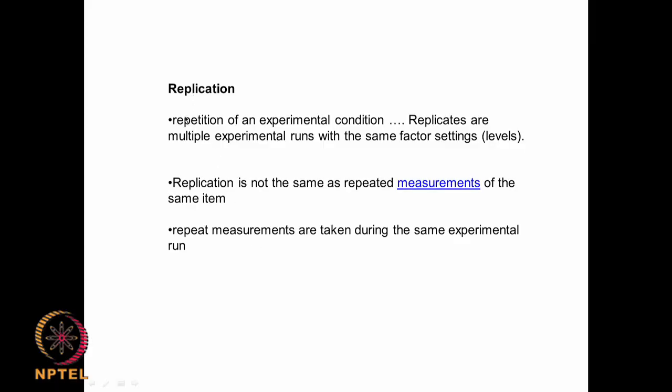So, whereas in replication you do from the beginning, keep all the parameters and then do the whole experiment and finally get the amount. Whereas in repeated measurement you take one sample, then again another, take a second sample, third sample, and looking at the amount of say biopolymer, but you are not repeating the experiment from the beginning. Okay. So, repeated measurement of the same item is called repeat, whereas replication is multiple experimental runs.